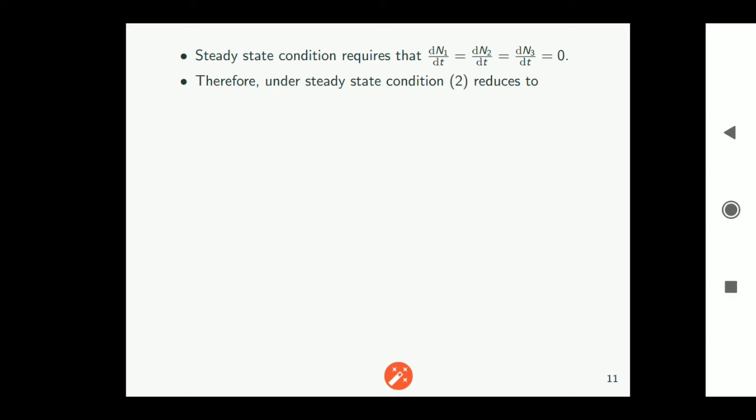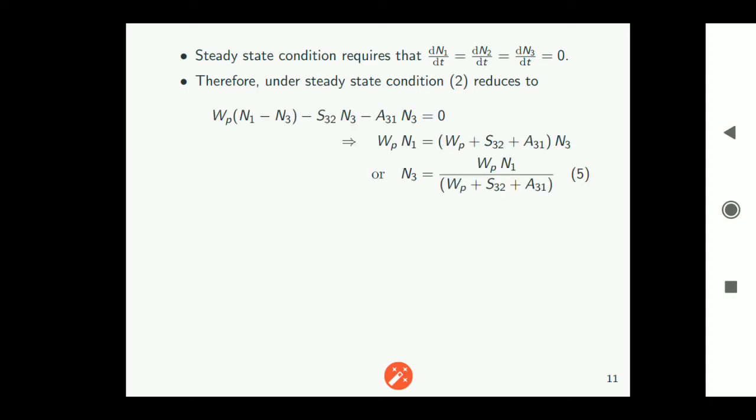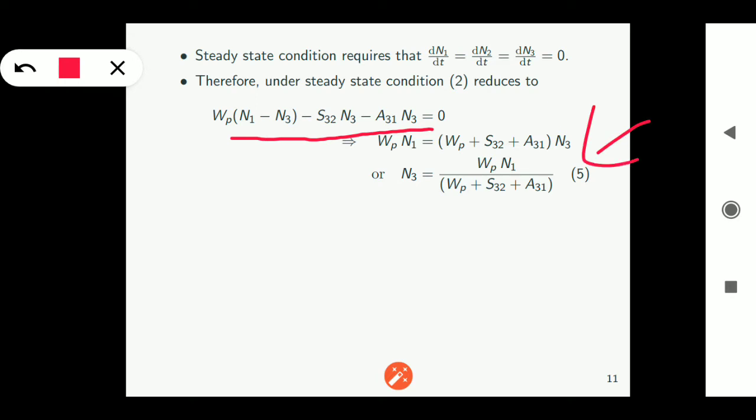So when we substitute that in equation 2, we get this. So the right hand side becomes 0 for this equation. That equation can be simplified for Wp N1, by sending the remaining terms to the right hand side. And finally this equation can be simplified to N3, and N3 will be equal to Wp times N1 divided by Wp plus S32 plus A31.